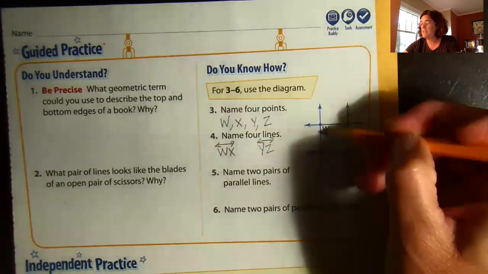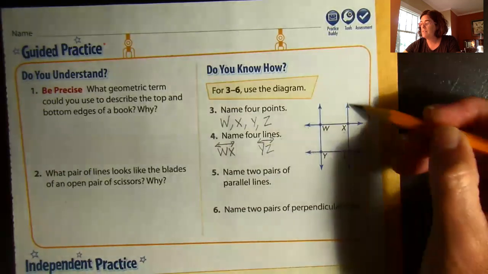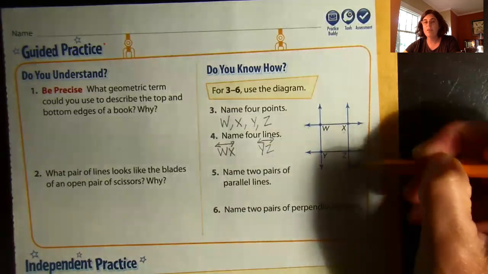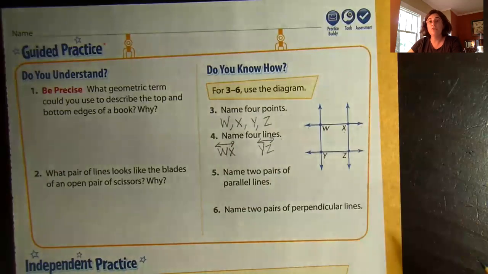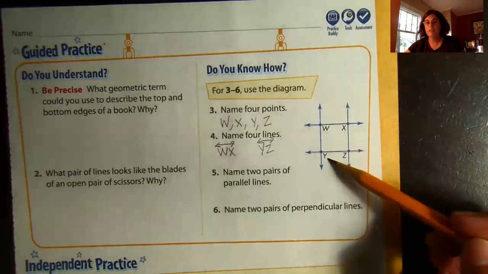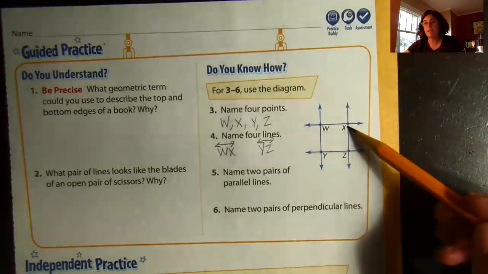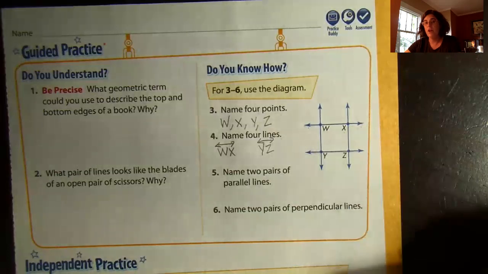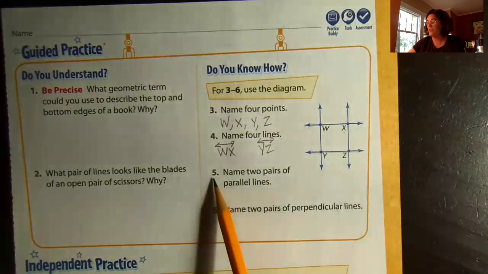We have this line and this line. Remember, points can be a part of more than one line, so you can reuse those letters if you need to. For example, this one here, we would use W and Y. And this one here, we would use X and Z. Very good. All right, so now let's go to number 5.